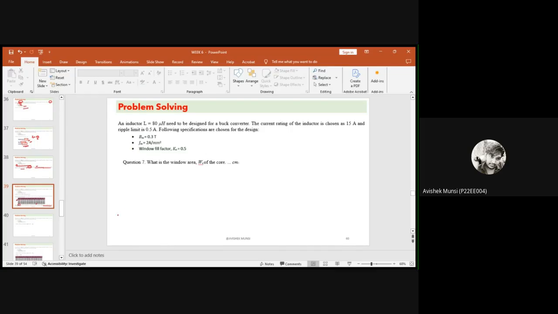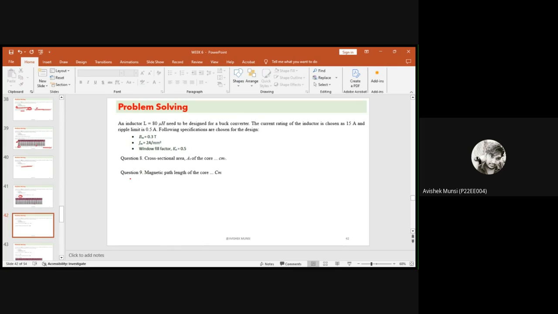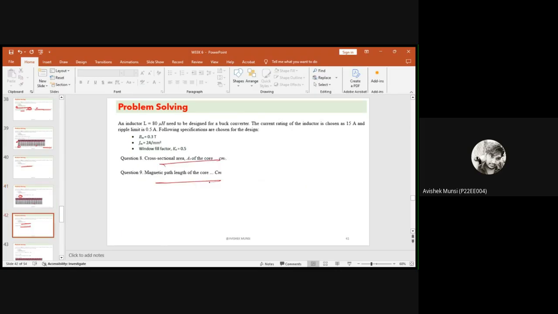Okay. Now the next question, what will be the window area? So you have to calculate it from the data itself. So from here we have to calculate the window area, that is 2.79 centimeters square. Okay. Next question, what will be the cross-sectional area? What will be the magnetic path length? So we have this data. So try to answer this from here.